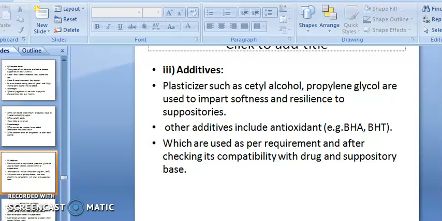Then additives. Plasticizers such as cetyl alcohol and propylene glycol are used to impart softening and resilience to the suppository. Other additives include antioxidants, BHA and BHT, which are used as a prerequirement and after checking their compatibility with the drug in the suppository base. What are the antioxidant properties?